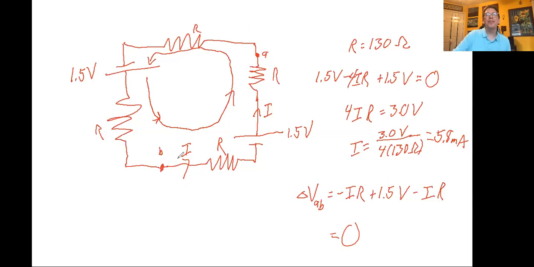And again, if you know which direction the current is pointing, it's straightforward. So you subtract I times R, and if the current is pointing into negative and out of positive, you're adding the voltage source. But in this case, because of the symmetry of the problem, the voltage difference between points A and B is equal to 0.